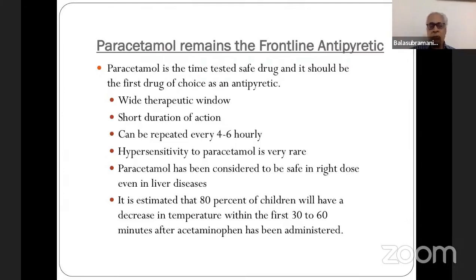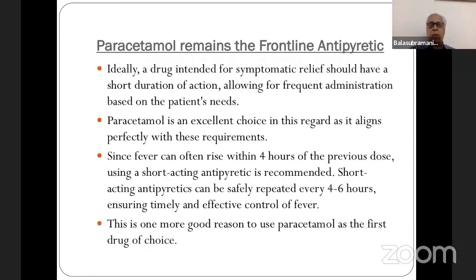Majority of children who receive acetaminophen or paracetamol respond with the decrease in temperature, usually in about 30 to 60 minutes, perhaps earlier than that also. It's rapidly active. The other greatest advantage is that you can give paracetamol frequently, every 4 hours you can give. And fever has a tendency, particularly when it is due to viral infection, to come back with a bang in another 4 to 6 hours. The child may get distressed. You can control the fever with a repeat dose at 4 hours. This is one of the reasons why paracetamol continues to remain the first drug, first choice antipyretic.